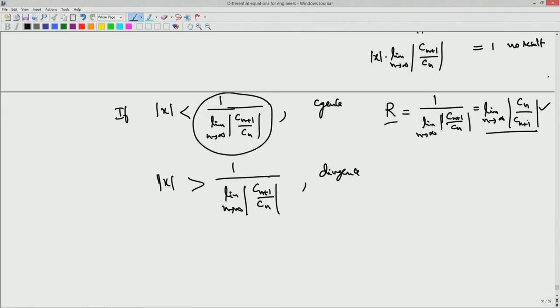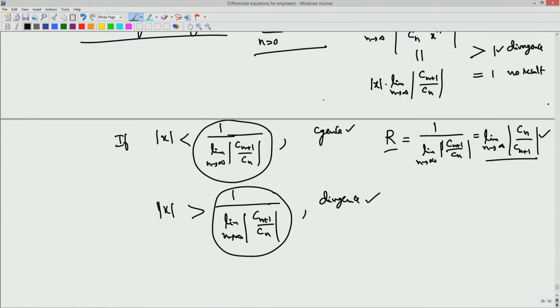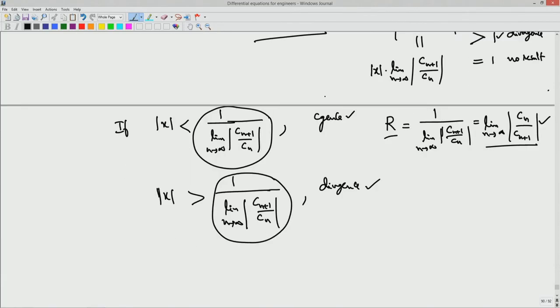If this is infinity, then mod x less than infinity means any real value, so the series converges for every x. If this limit is 0, then for anything with mod x greater than 0, the series diverges. That means the power series converges only at x equal to 0, and anything outside does not converge. So, the radius of convergence will be 0 in that case.